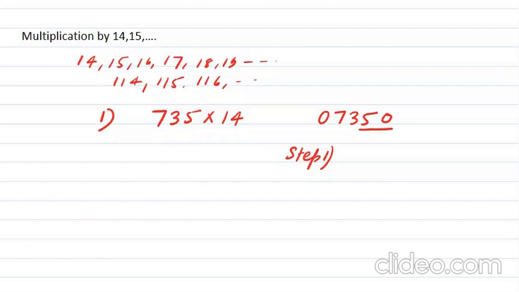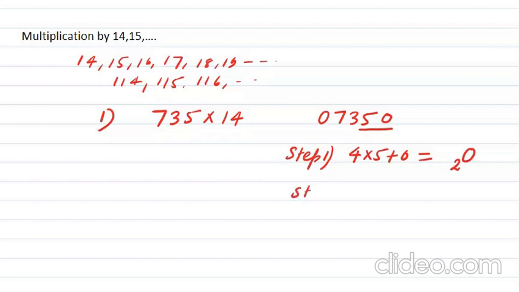Do you remember when I was multiplying it by 11, I was just adding them. When I was multiplying it by 12, I was multiplying the penultimate digit by 2. When I was multiplying it by 13, I was multiplying the penultimate digit by 3. When I have to multiply it by 14, I have to multiply this number 5 by 4. So I am writing 4 into 5 plus 0. So what I get? I get 20. So for that we write 0 and we write 2, the carry over term.